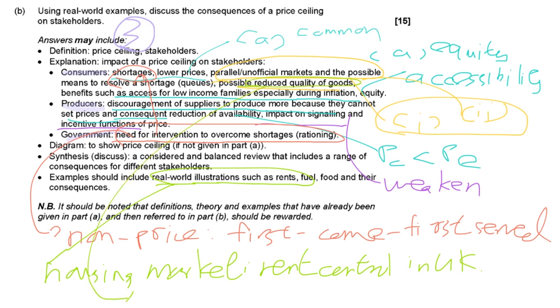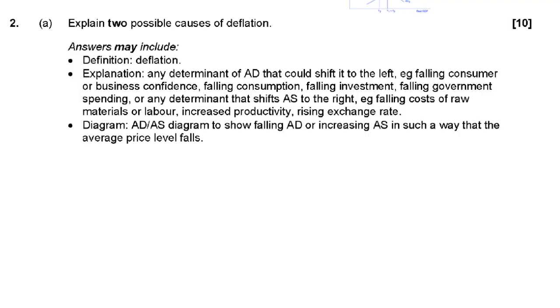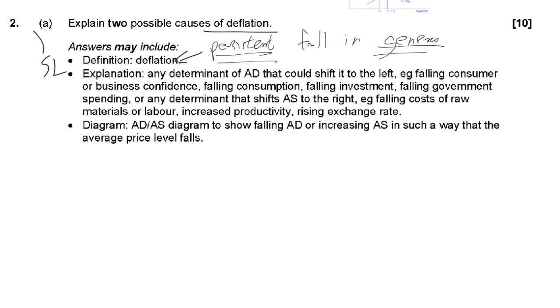In the UK, there is no maintenance of the flats due to the price ceiling. Now, we keep moving on to the standard level. Two possible causes of deflation. First of all, of course, we have to define deflation. So there is a persistent, you must have the word persistent, persistent fall in general, you must have the term general, general price level. So that would be the definition.